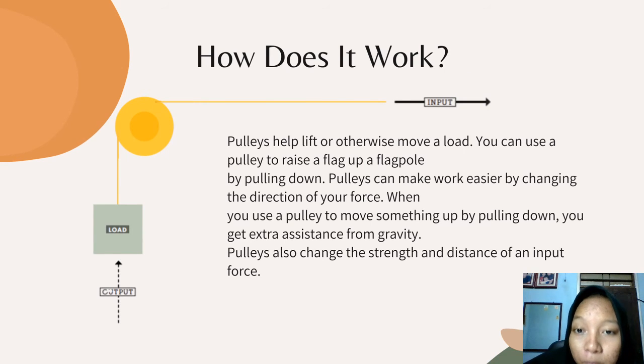And how does the pulley work? Pulleys help lift or otherwise move a load. You can use a pulley to raise a flag up a flagpole by pulling down. Pulleys can make work easier by changing the direction of your force. When you use a pulley to move something up by pulling down, you get extra assistance from gravity. Pulleys also change the strength and distance of an input force. To lift or move heavier loads, you can use more pulleys, but you also need to add more rope to it.